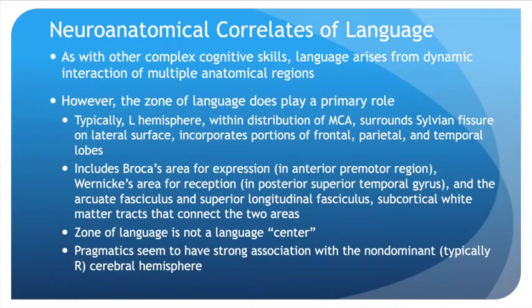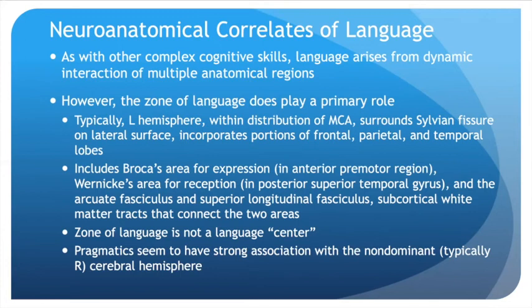Neuroanatomical correlates of language. So as with other complex cognitive skills, language arises from dynamic interaction of multiple anatomical regions. However, the quote unquote zone of language does play a primary role. So typically, the zone of language is thought to include regions of the left hemisphere within the distribution of the middle carotid artery. It surrounds the sylvian fissure on the lateral surface.